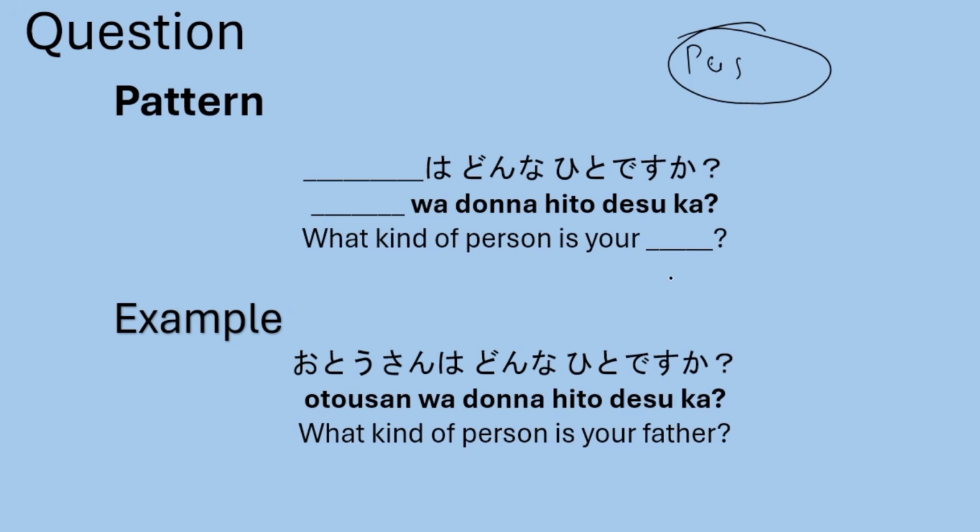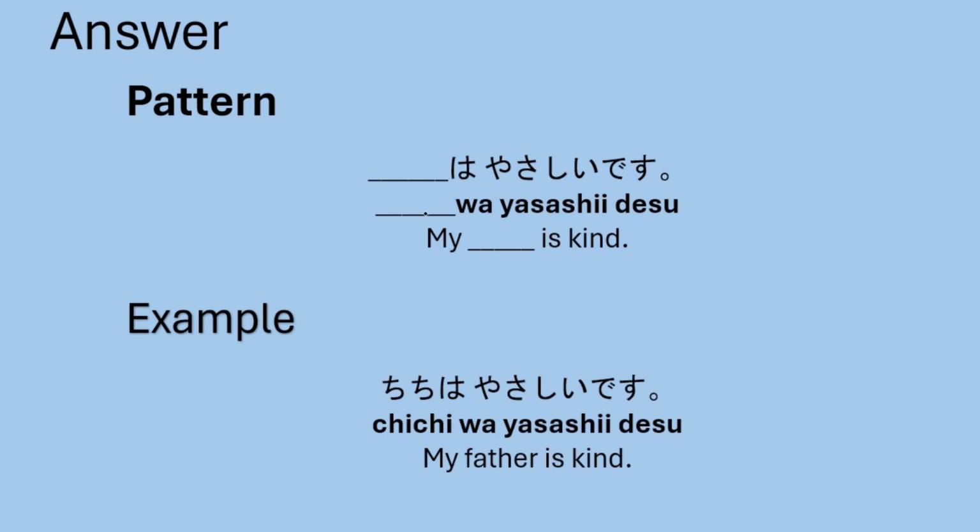What kind of person is your father? What kind of person is your mother? How can you ask that question? You just have to add the name you're talking about, the noun, the person, and the relation in the front, and you will get the sentence. What kind of person? Otousan wa dono hito desu ka? What kind of person is your father? You ask the question, and then you answer it.